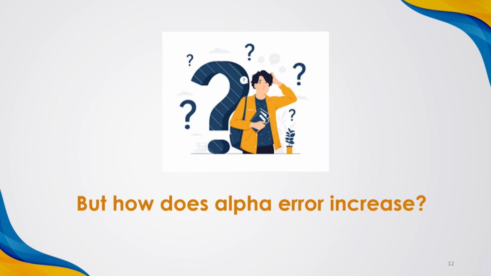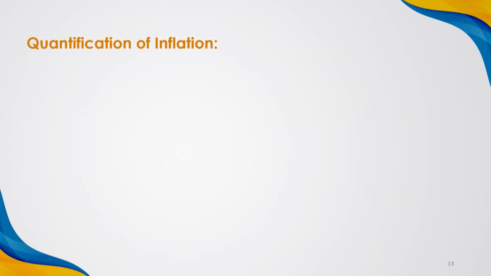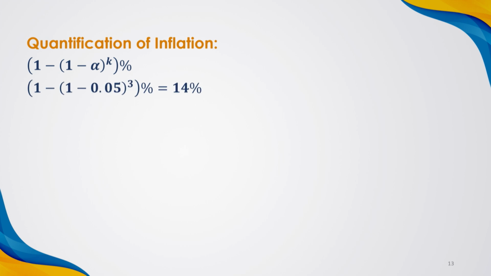But how does alpha error increase? When we are comparing k different hypothesis tests, we actually increase the alpha error by the quantity 1 minus (1 minus alpha) raised to the power k, as a percentage. In the fruit example, we have 3 fruits to be compared, and if we have fixed our alpha level as 0.05, then this quantity will give us 14%. So, it means we are increasing the alpha error by 14%.